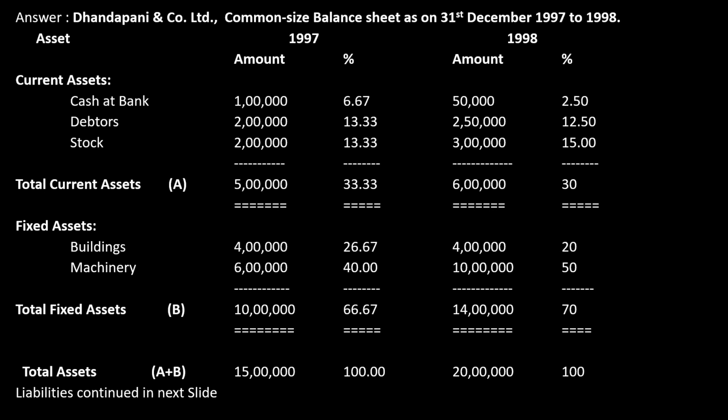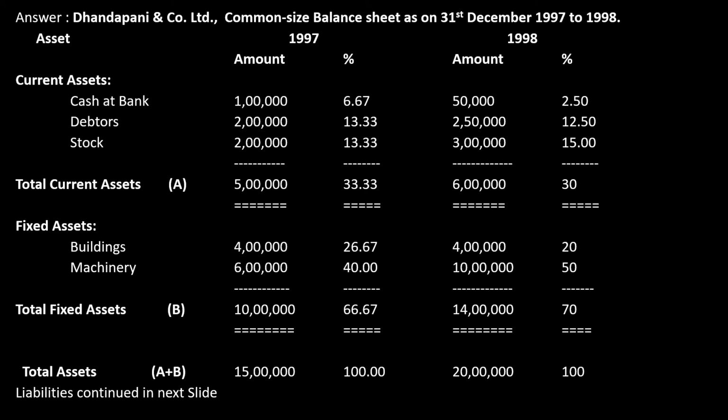The balance sheet total, we know, is 15 lakh for 1997 and 20 lakh for 1998. So this 15 lakh will be my common value. I'll divide every item by 15 lakh into 100. For example, I'll start with cash at bank. 1 lakh divided by 15 lakh into 100 will give me 6.67 for 1997.